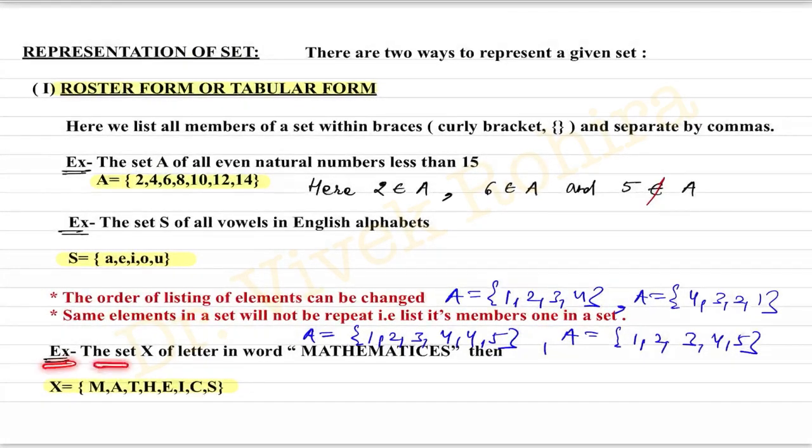Next example, the set X of letters in the word mathematics, then X can be written as {M, A, T, H, E, I, C, S}. M is repeated, but we will write it only a single time.